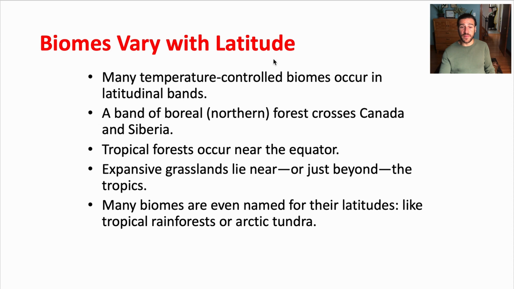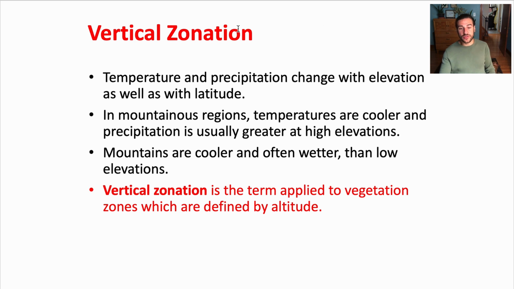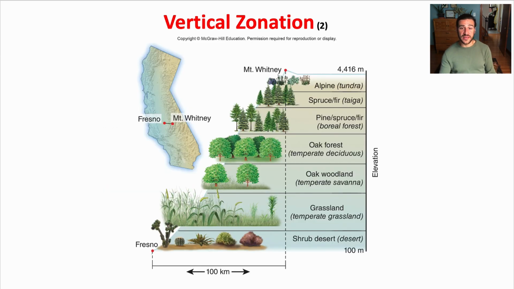So clearly biomes vary with latitude, but biomes also vary with altitude. So we have vertical zonation. This was a key definition last lecture. As you move up in elevation, you will definitely see signs of different biomes, right? You'll see different species assemblages. So we have this great example of vertical zonation.